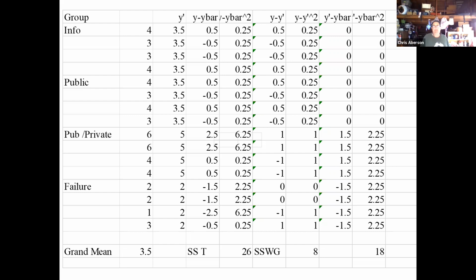I've calculated Y minus Y bar. You see that summed at the bottom to 26. I calculated Y minus Y prime in this context, summed at the bottom, calculated as 8. Y prime minus Y bar, calculated those, summed at the bottom to 18. Exactly equivalent to the sums of square we got from the ANOVA approach. Again, the reason for that is these are the same values.